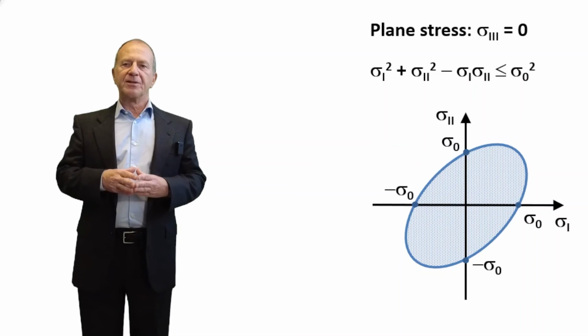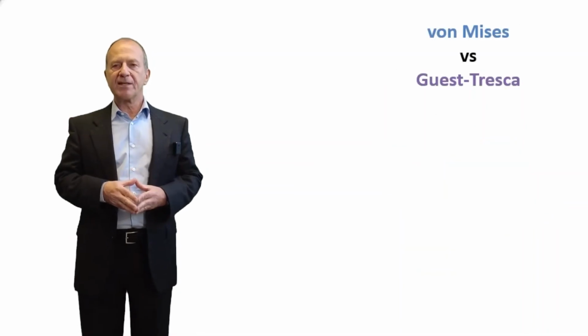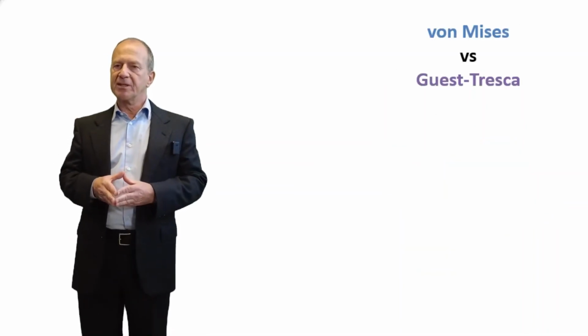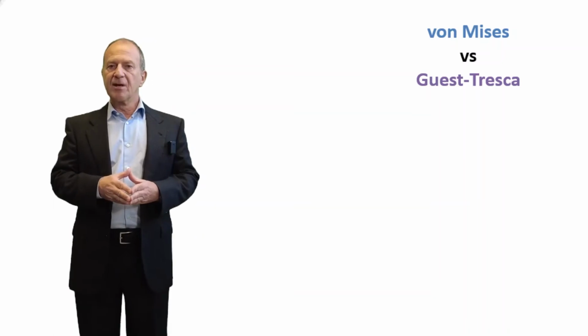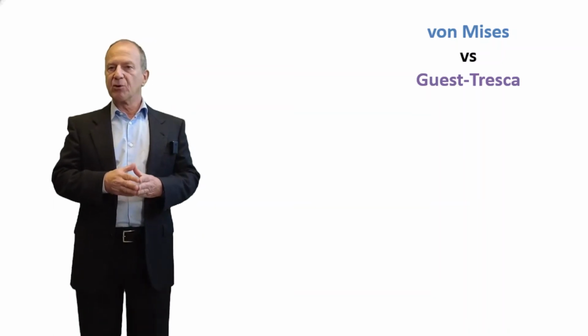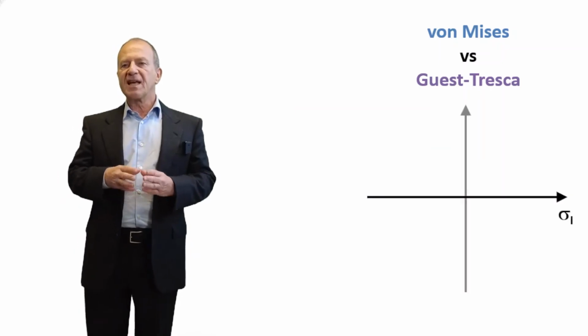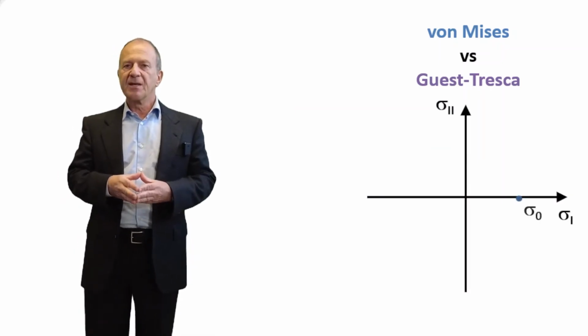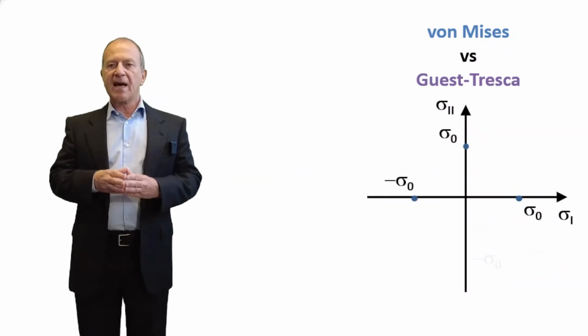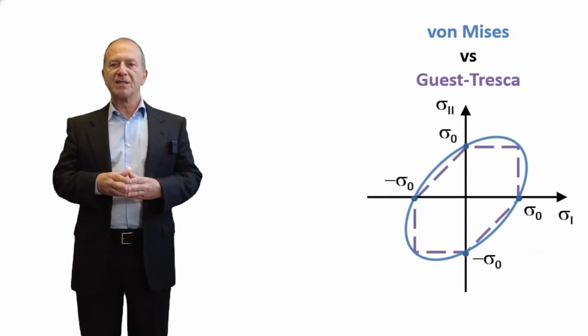If we compare the domains of the allowable stresses according to von Mises criterion and to Tresca criterion for the same value of the admissible or yield stress sigma 0, we can see that von Mises is less conservative than Tresca, as Tresca domain is entirely inscribed within von Mises domain.